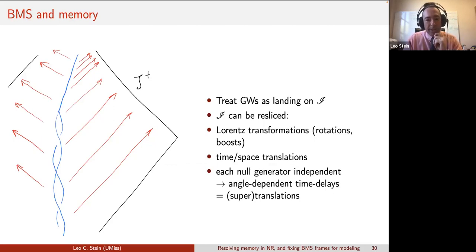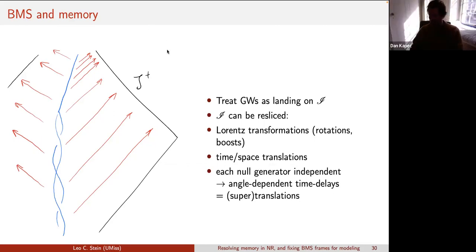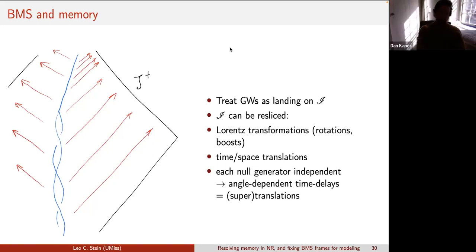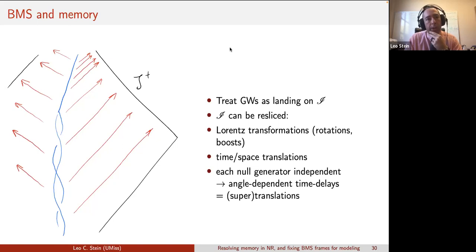Are there questions before I start talking about BMS? Leo, was the old method also blind to long time effects like the Price tails, or was it just the memory which was being missed? So the Price tails are extremely difficult to get numerically. And I think even with CCE, we don't see them. I see. Okay. They're just so far down in amplitude that we haven't been able to see them.